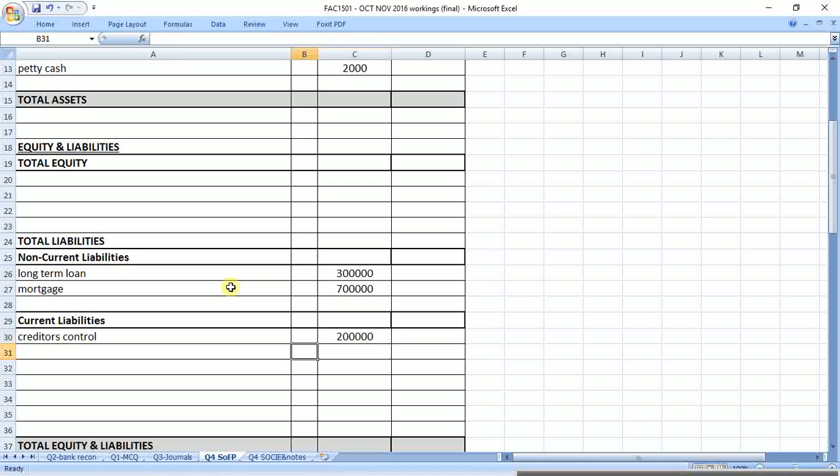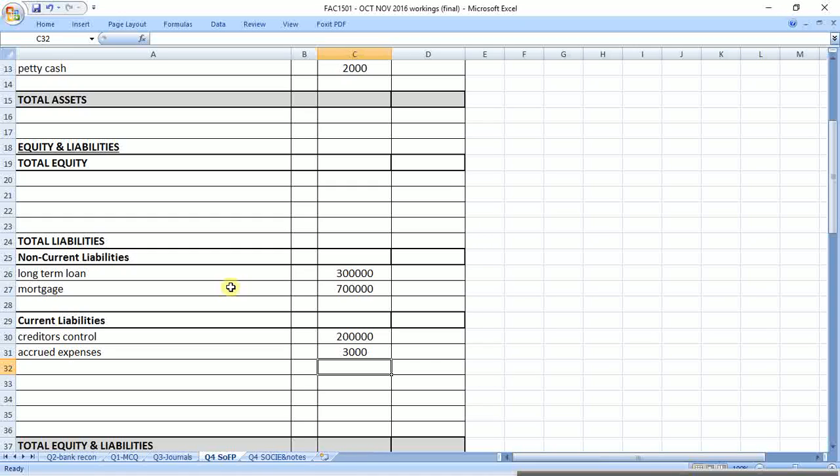Okay, accrued expense. Expenses that you still need to pay meets the definition of a liability. Yes. Okay, current or non-current? Current. Good. Okay, and that's it.